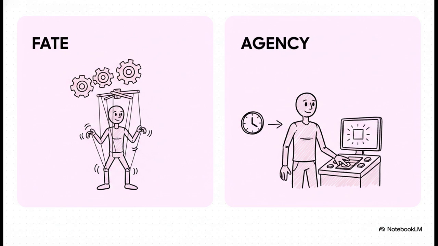But now look at agency. This is what happens when you insert that strategic pause. In that tiny little gap, you shift from being the object to being the operator. You get to audit the strategy before you run the program. It's a total game changer.